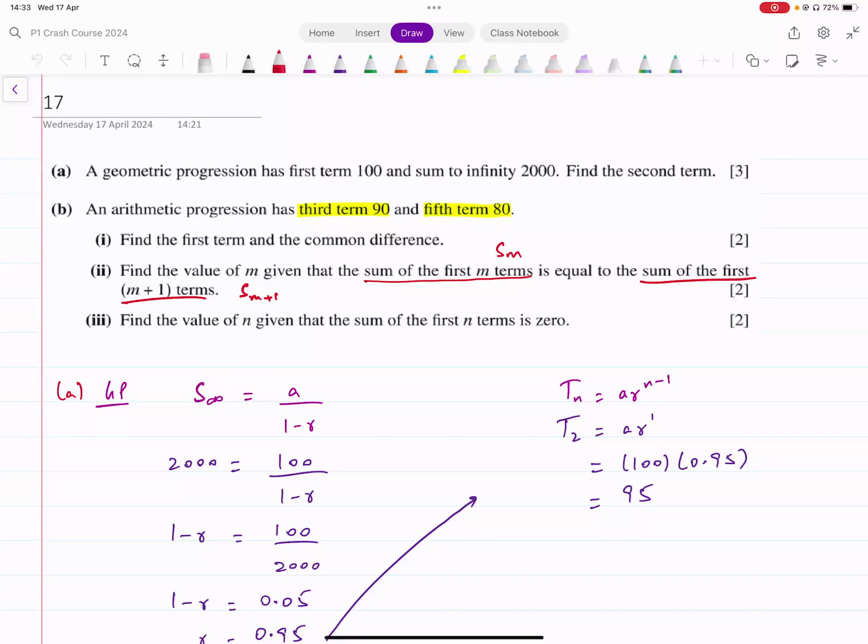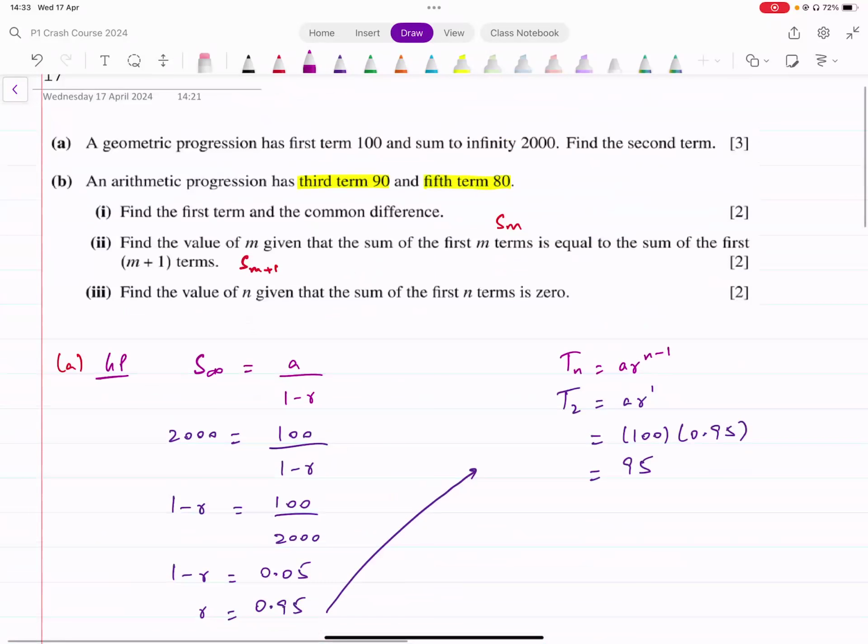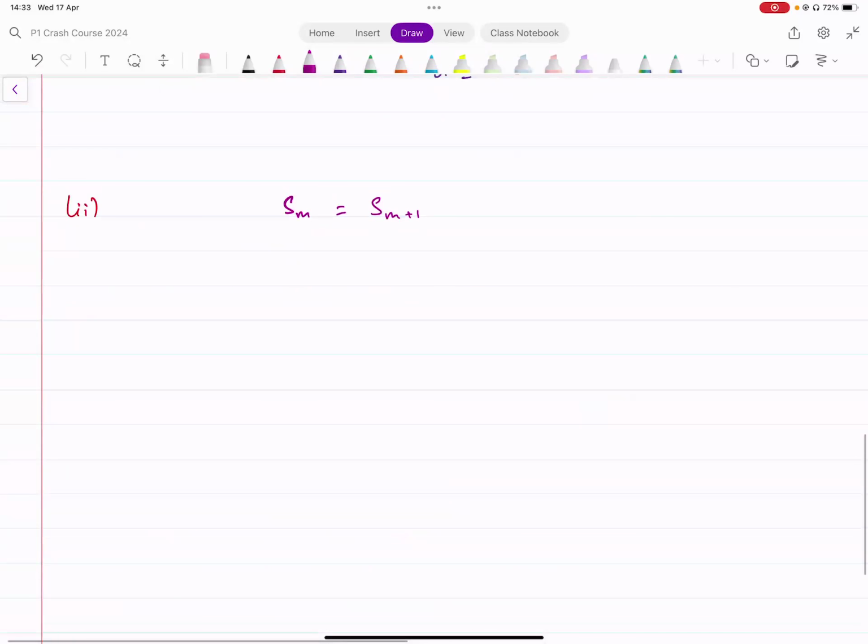Okay. Now, since you have already found the first term and the common difference, one possible way of doing this could be that you just say SM equals SM plus 1. That's what they're saying. Sum of the first M terms is equal to the sum of the first M plus 1 terms. Now, we know the value of A and the value of D. A is 100, D is minus 5. You could just input those values in the sum formula for an AP. Remember what the sum formula for an AP is?